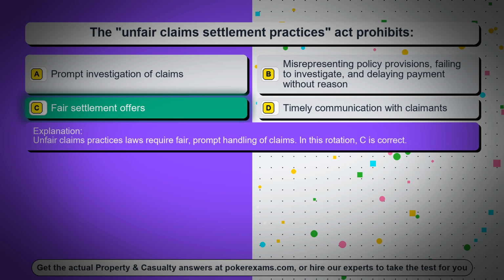Unfair claims practices laws require fair, prompt handling of claims. In this rotation, C is correct.